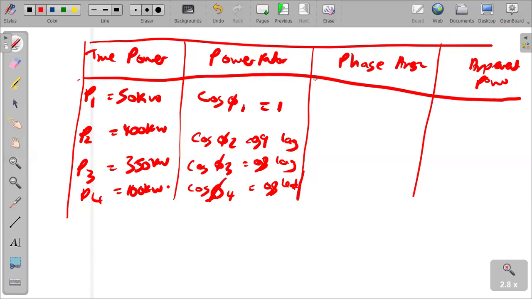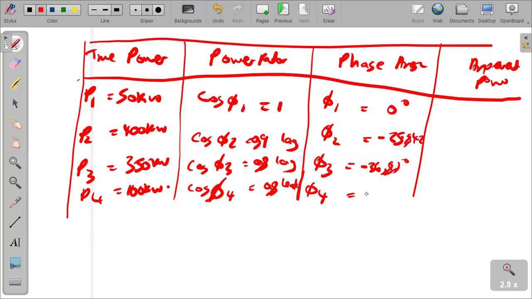Right, let's start with phi 1. Phi 1 is 0 degrees. Phi 2 is negative. Why? Because it's a lagging phase angle, 25.842, right? Phi 3 is negative 36.87. Then phi 4 is equal to positive 36.87 because it's leading. Right, there is my information.